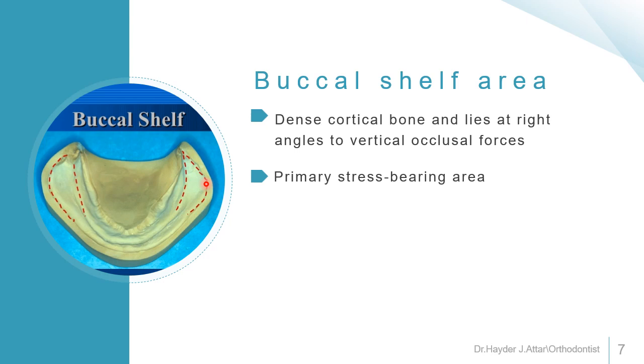In addition, the resorption of the crest of the alveolar ridge causes flattening of the buccal shelf area. So the buccal shelf area becomes a dense cortical bone and at a right angle to the vertical occlusal force of the mandibular complete denture. So the buccal shelf area is regarded as a primary stress-bearing area in the mandibular complete denture.